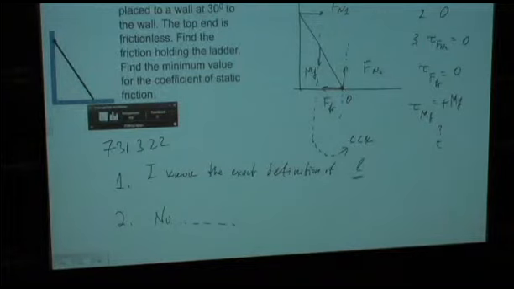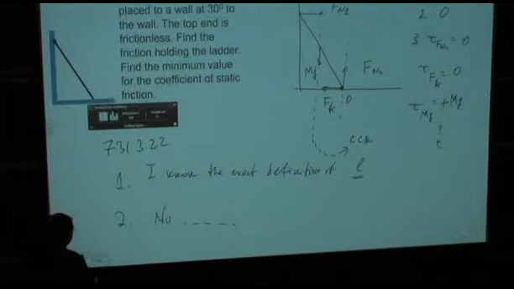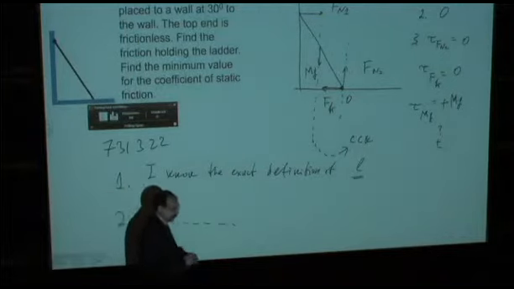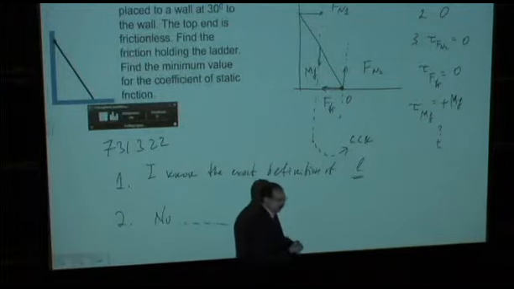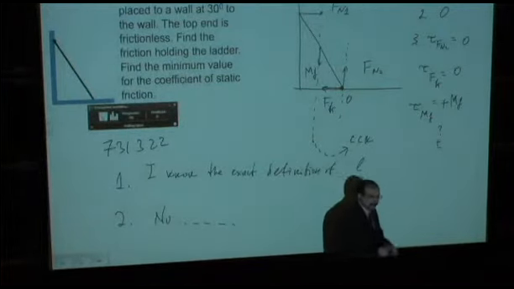Well, to the line of action, technically. Okay, but good enough. It's the shortest distance, that's exactly right. So the lever arm is the shortest distance from the axis of rotation to the line of action.